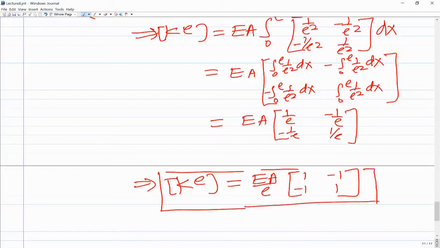So this is your stiffness matrix for the truss element with constant A within the element. This is the stiffness matrix. So EA by L, 1 minus 1 minus 1 and 1. So this becomes the stiffness matrix.